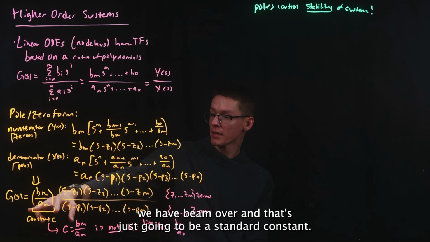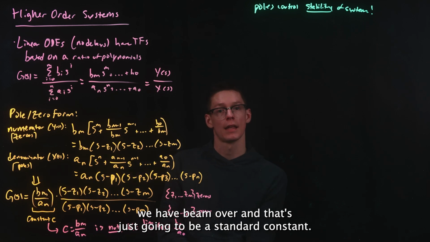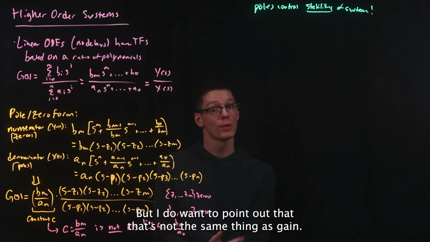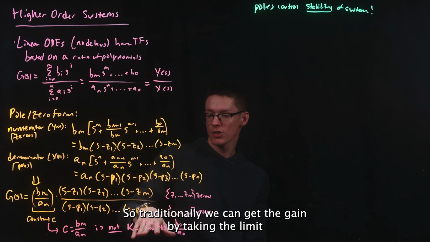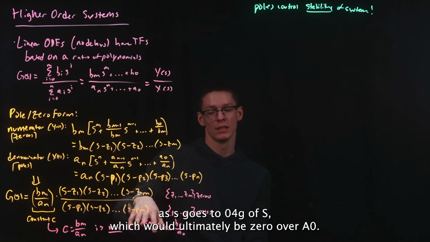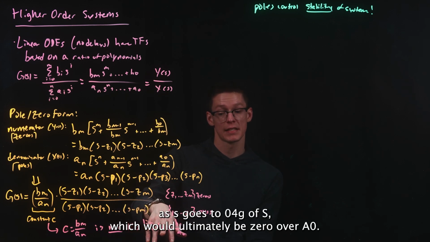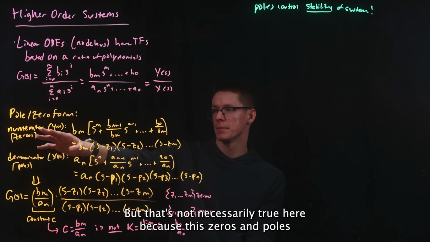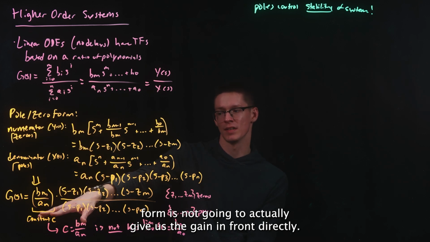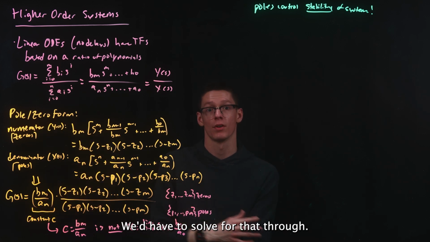Now, in the front of this, we have b_m over a_n. That's just going to be a standard constant. But I do want to point out that that's not the same thing as gain. Traditionally, we can get the gain by taking the limit as s goes to 0 for G of s, which would ultimately be b_0 over a_0. But that's not necessarily true here, because this zeros and poles form is not going to actually give us the gain in front directly. We'd have to solve for that.